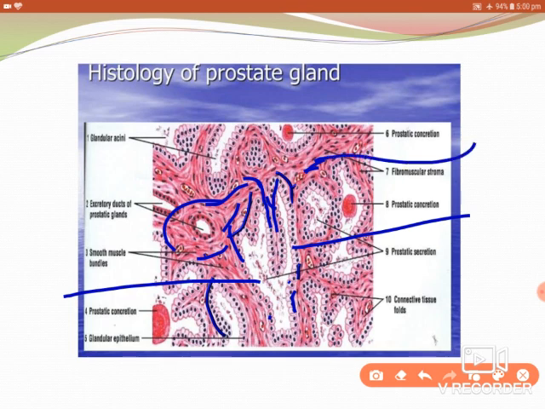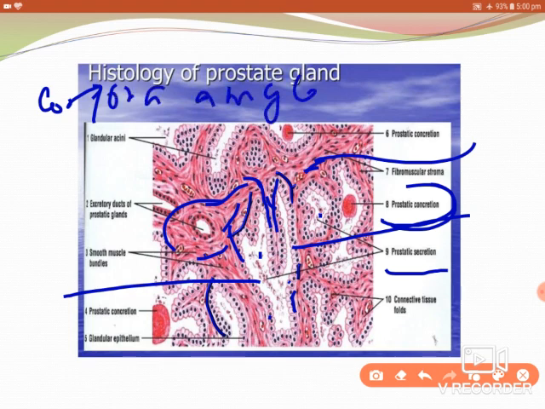Then this is the lumen. It's a wide lumen, and there you can see the prostatic secretions. In some places there is aggregation of these proteins that forms prostatic concretions or amyloid bodies. So that is called the prostatic concretions, or amyloid bodies, or corpora amylacea, which increase with age.